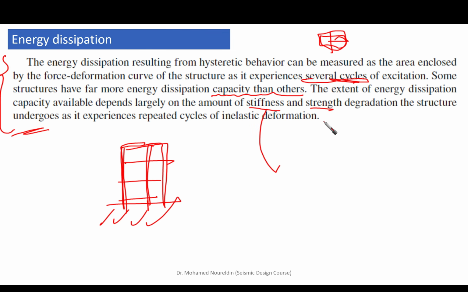These are the main two factors that control the energy dissipated during the cycles of the earthquake. So it depends on stiffness and strength degradation the structure undergoes as it experiences repeated cycles of inelastic deformation. Let's have a look here.